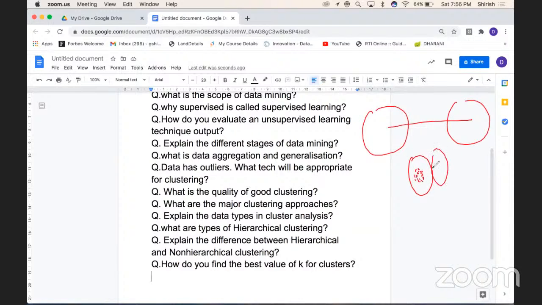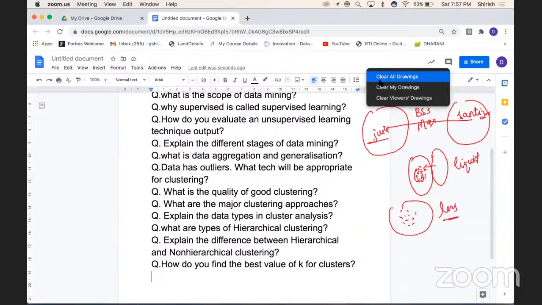If we have like this, sanitizer would come into the juice section because it is a liquid. So sanitizer, though it is a liquid, would be in its own place. Juices would be in their own cluster. So between sum of the squares should be maximum. The similarities within a cluster should be less. That is the best value of K. Exactly.